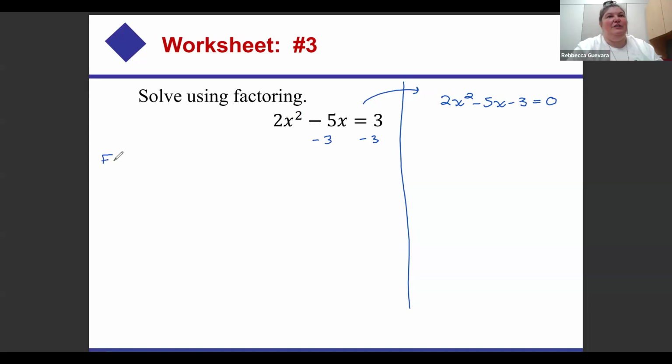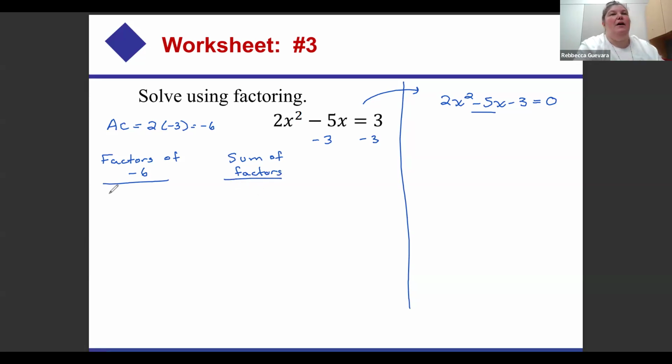So I need factors of, because we have to use the AC method, it's going to be factors of 6 again, negative 6. And then the sum of those factors will have to be that negative 5 in the center. Or not again, last time was something different.